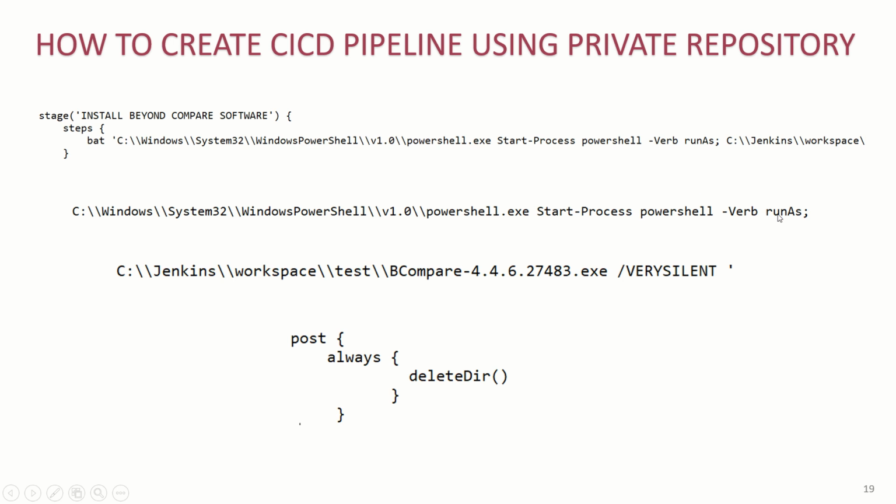So this command will open a PowerShell prompt with admin rights on your slave machine. After that we just need to give a command to install the software. For beyondcompare.exe we just need to give the path where that file is, and then we need to use a switch. If you want to remotely install any software, we need to provide a switch or command for silent installation. The silent installation command is different for each software. In case of Beyond Compare we just need to use the /verysilent option here.